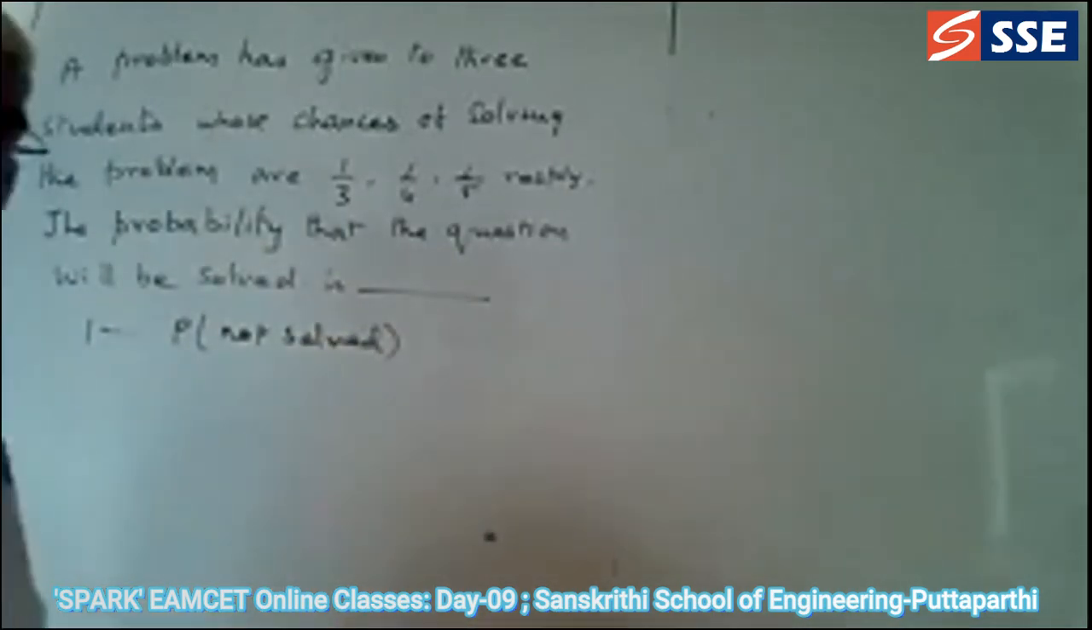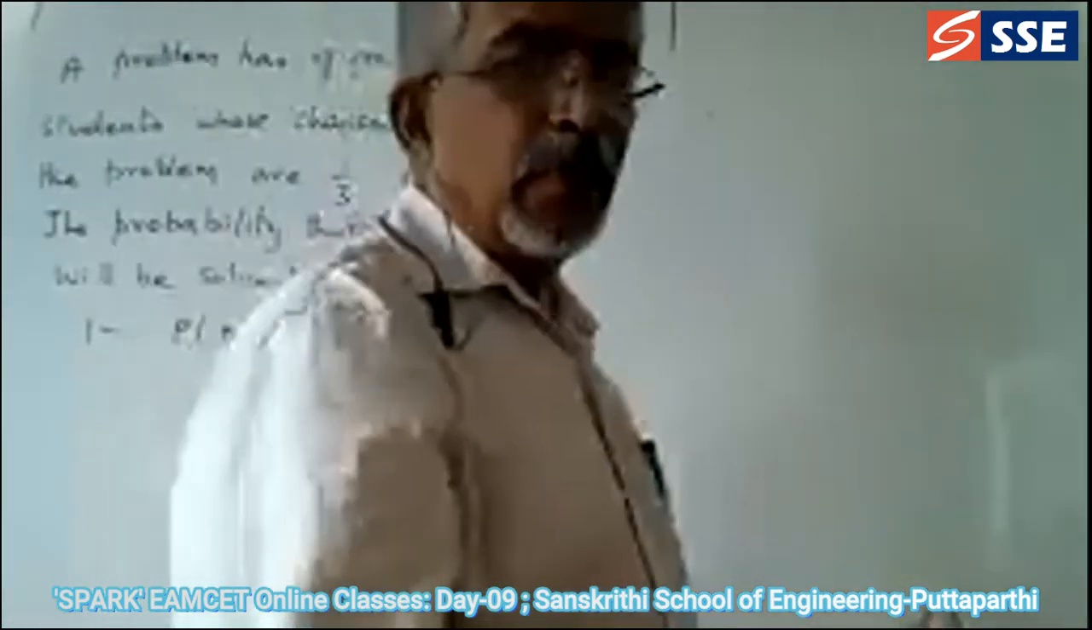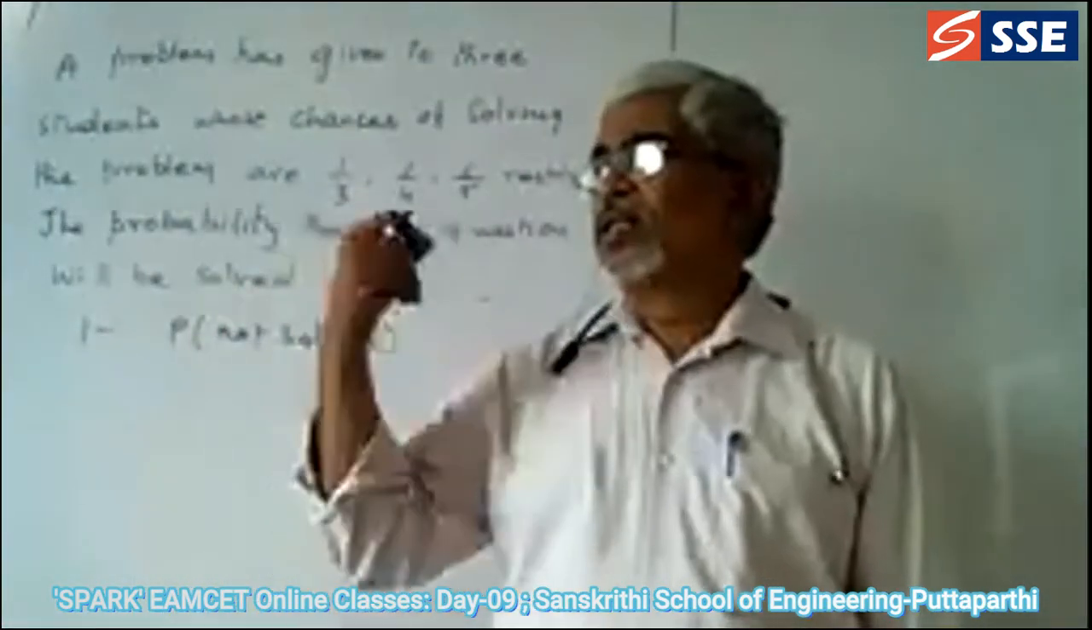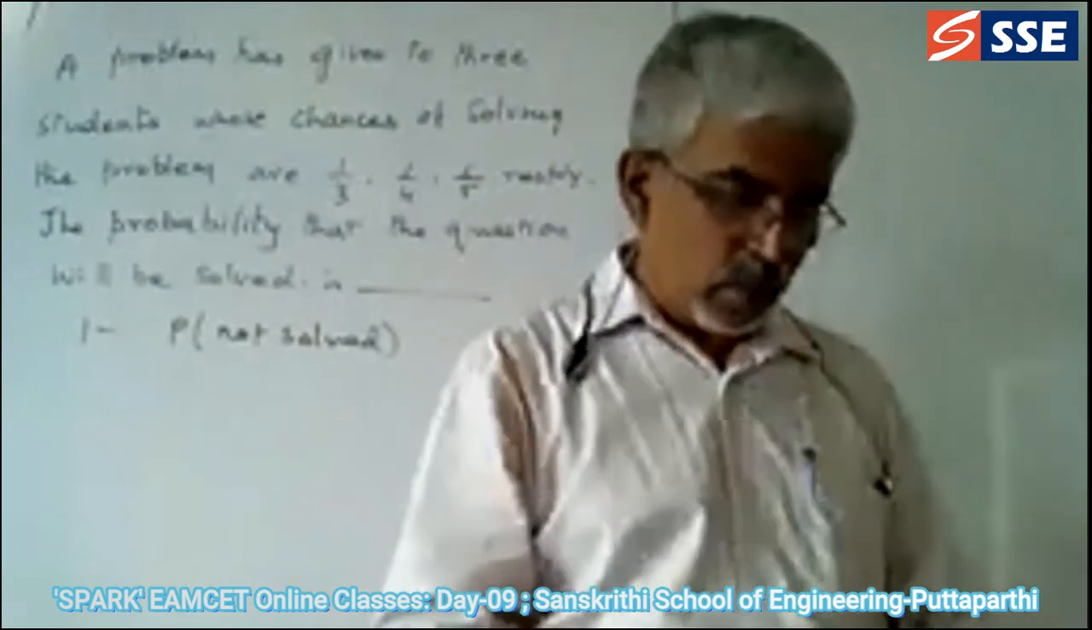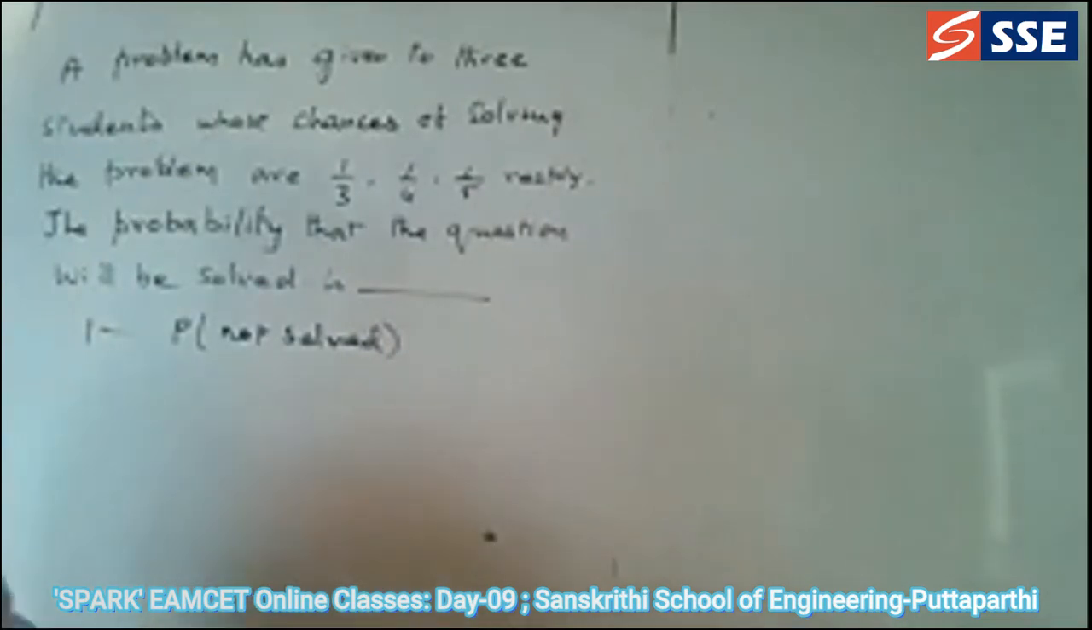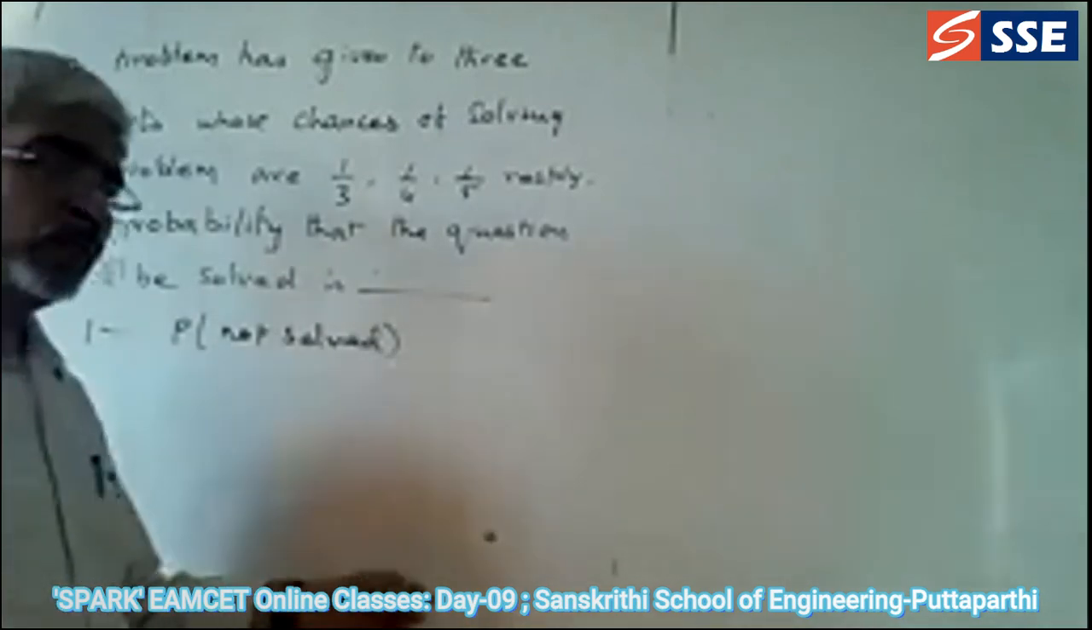Simple it will be. Instead, you can use the addition theorem, P of A union B union C. Otherwise, we can use this. If you are using not solving, what is the chance of not solving? A not solving, B not solving, C not solving. You can put it, you will get the answer.